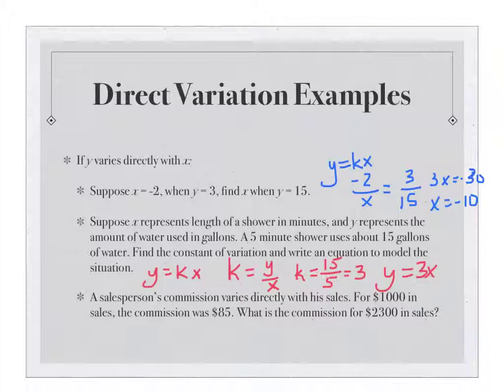A salesperson's commission varies directly with his sales. For $1,000 in sales, the commission was $85. What is the commission for $2,300 in sales? Now, conveniently, this problem says nothing about us finding an equation, so that means we can use a proportion for this one. So $1,000 in sales is to $2,300 in sales as $85 in commission is to, well, let's just put C in commission. All right, cross multiply: 1,000 times C equals 85 times 2,300.